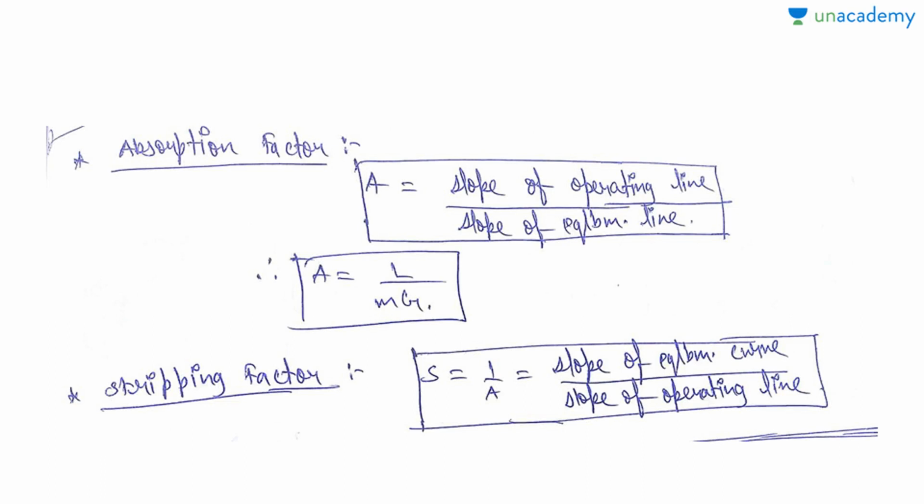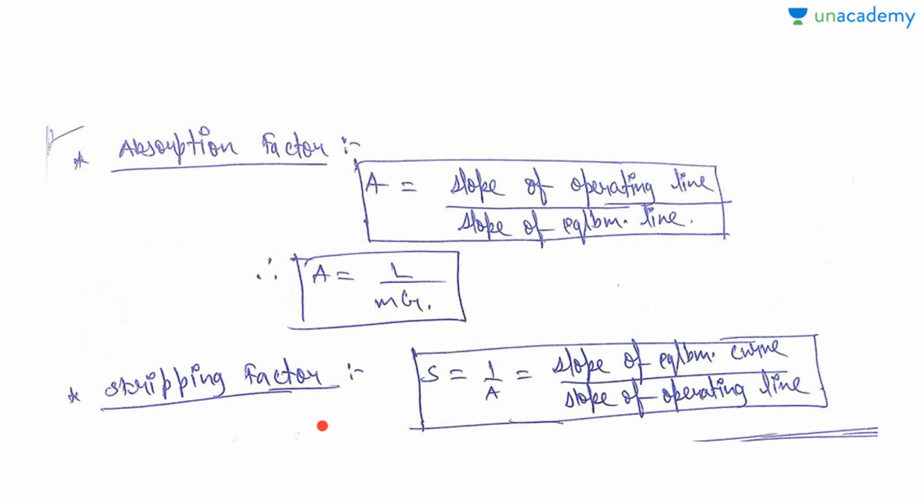Now let us come to another term known as the absorption factor. The absorption factor is denoted by capital A, and it is given as the slope of the operating line upon the slope of the equilibrium line or equilibrium curve. Suppose we have the equilibrium curve as y equals mx. The slope of the equilibrium curve will be small m. We have already seen that the slope of the operating line is L by G. So the slope of the equilibrium line is small m, and therefore capital A will be equal to L by mG.